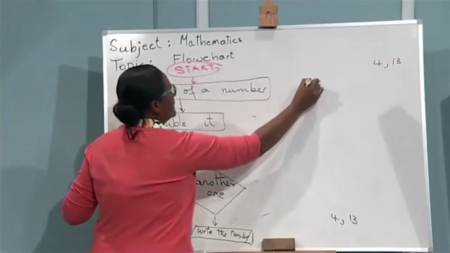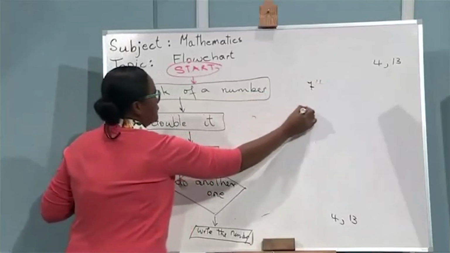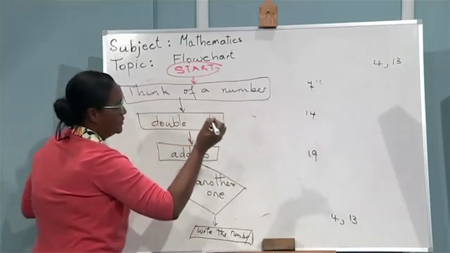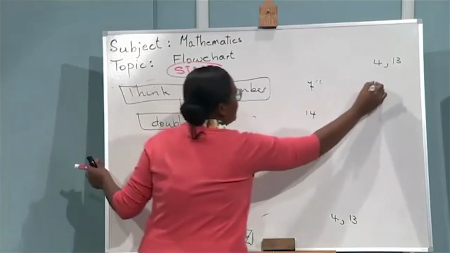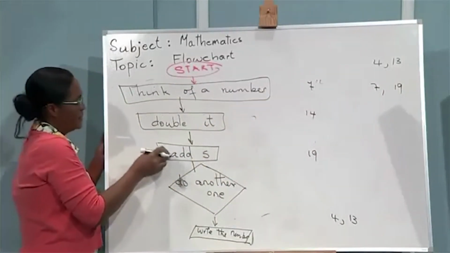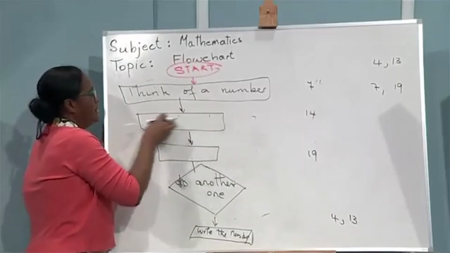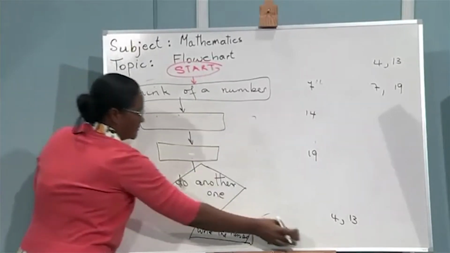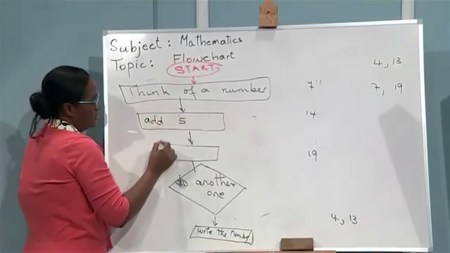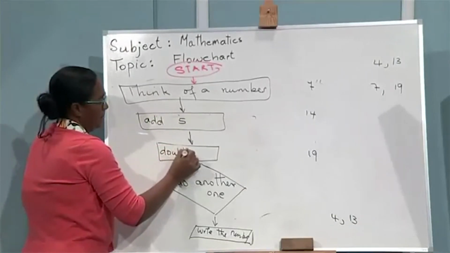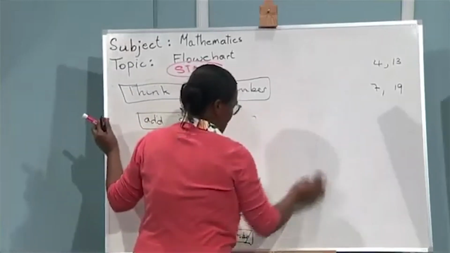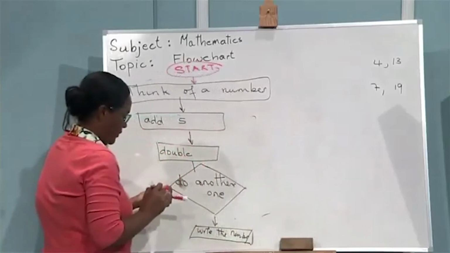Let's try another one. Think of a number. Let's think of 7. Double it, 14. Add 5, 19. And we are not going to do any more. So our answer is 7 and 19. I would like to switch around the process though. I'd like to change this so I'm now going to add 5 and then double. Okay? And I'm going to try it with the same set of numbers that we had a while ago. Let's see if the order makes sense, if the order is different.